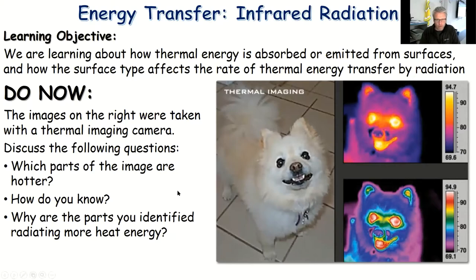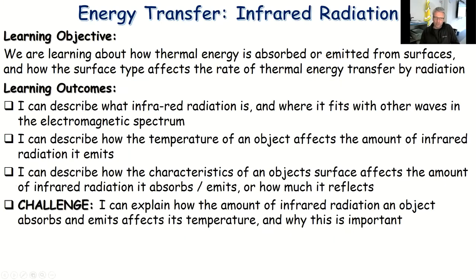So let's have a look at the outcomes for our lesson. So in this lesson, we're going to be hopefully able to describe what infrared radiation is and where it fits with other waves in what's called the electromagnetic spectrum, which hopefully you've heard of. We'll be then moving on to describing how the temperature of an object affects the amount of infrared radiation it emits, and describing how the characteristics of an object's surface affects the amount of infrared radiation it absorbs or emits and how much it reflects. That's the main body of the lesson.